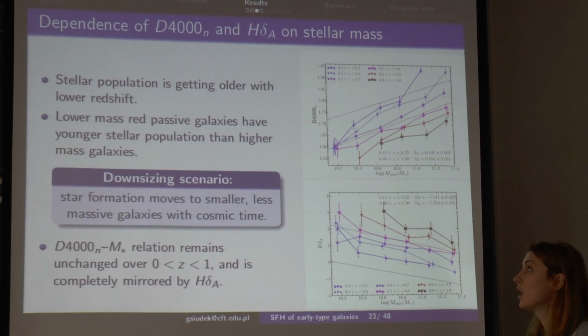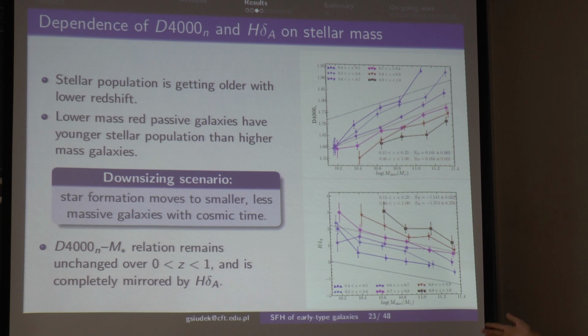And what does it mean? That means that stellar populations are getting older with lower redshift, and this is what we expect because galaxies are getting older with cosmic time. This is quite natural. We also see that the stars in more massive galaxies were formed earlier than in low mass galaxies, and this is the confirmation of the downsizing scenario, which states that star formation moves to smaller and less massive galaxies with cosmic time.